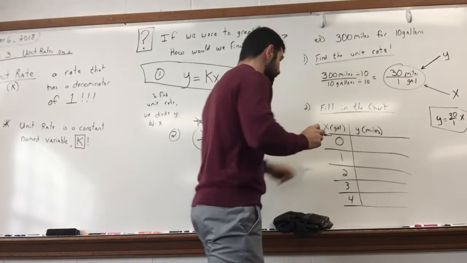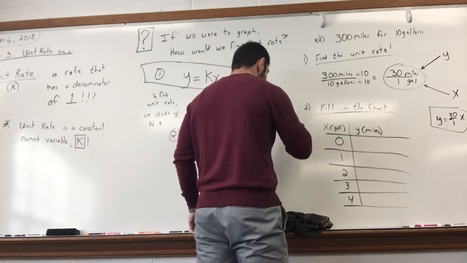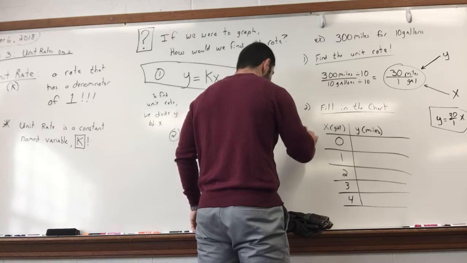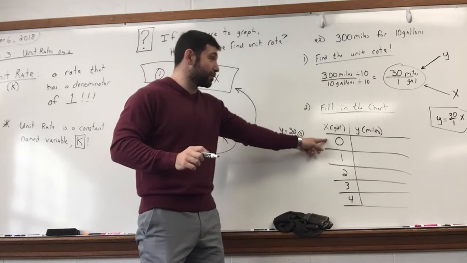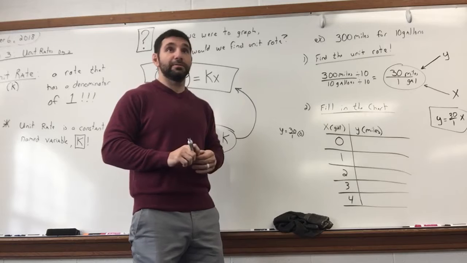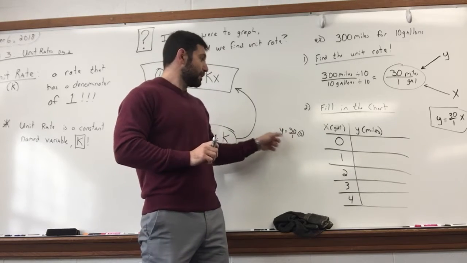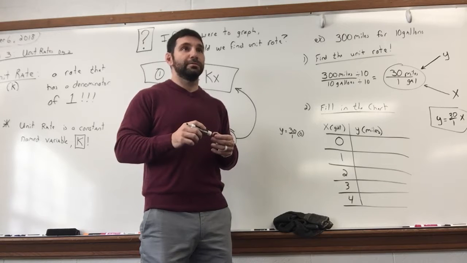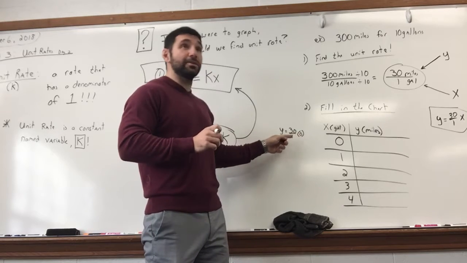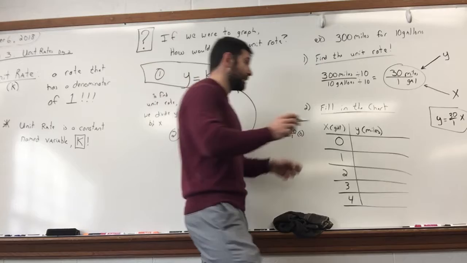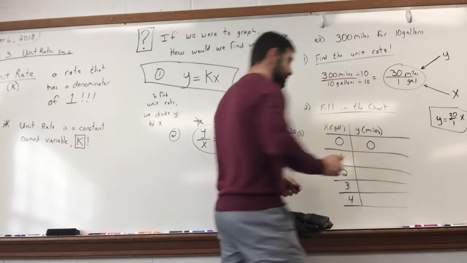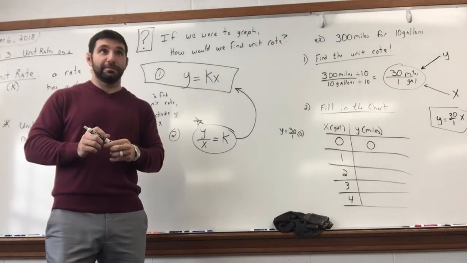I'm going to use this equation, and I'm going to say y equals 30 over 1 times 0. Why? Because 0 is my x value. If I've got 0 gallons of gas, how many miles am I going to go? 0, because 0 times 30 is 0. So y equals 0. Everybody with me there?